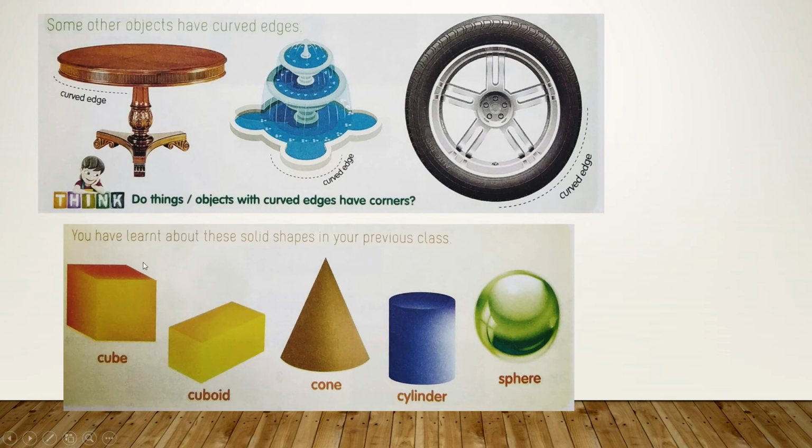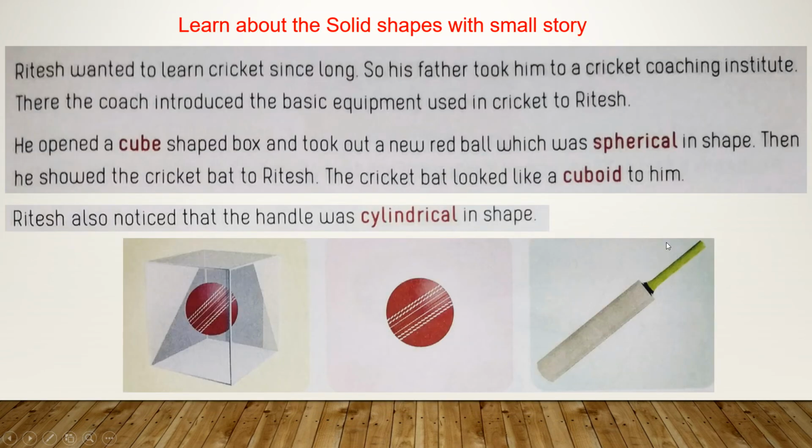Now if you look at these solid shapes, we are going to cover these solid shapes in today's lecture. This is a cube, this is called a cuboid, this is a cone shape, and this one is a cylinder. This rounded figure we call a sphere. So observe these shapes carefully, because we are going to learn these shapes in the rest of the video.